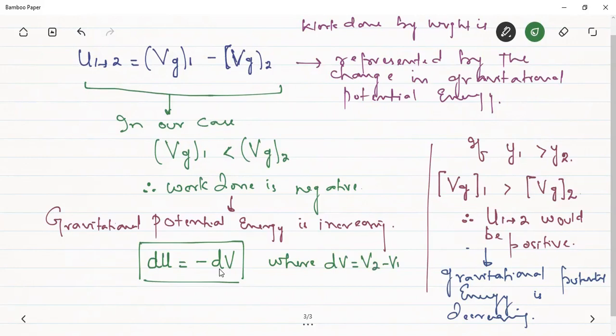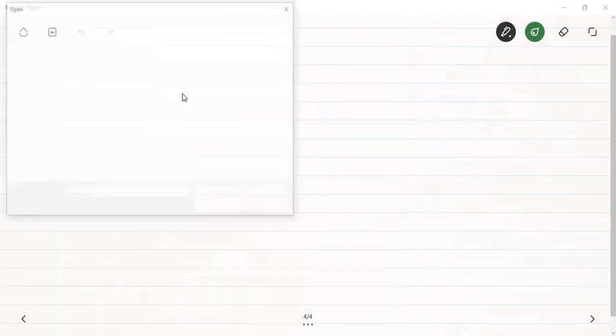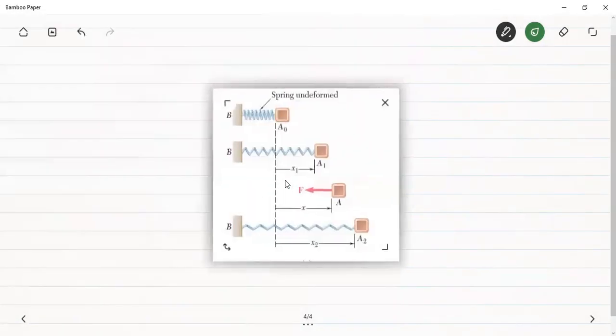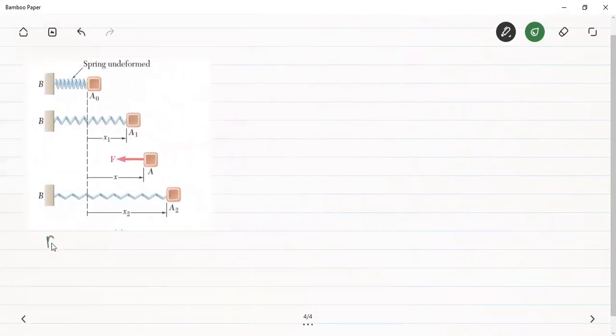Okay. Now let's see another example of a conservative force, which is the spring force. For that, we have to look at a schematic again, and this has been taken from Beer-Johnston. So see here, this is the initial position of a spring. One end of the spring is connected to the fixed part and another end is connected to a block which is free to move along the horizontal direction. This is the undeformed position of the spring, and this distance is usually taken as L naught.